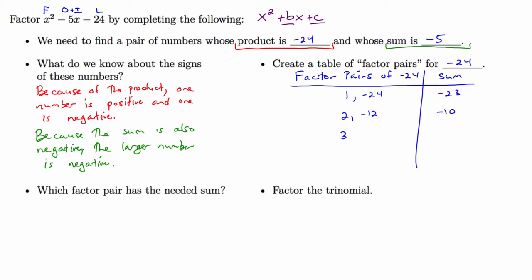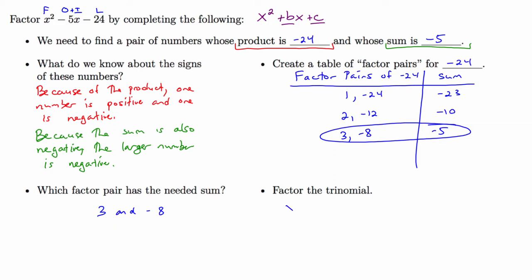The next pair we could come across is 3 times negative 8. 3 times negative 8 is still negative 24. 3 plus negative 8 is negative 5. Now, while there might be other pairs that multiply to make negative 24, we don't need them. We've found the factor pair that we need. As soon as we find the correct factor pair that multiplies to make the c and adds to make the b, we don't need to go any further. So the factor pair that has the needed sum is 3 and negative 8.